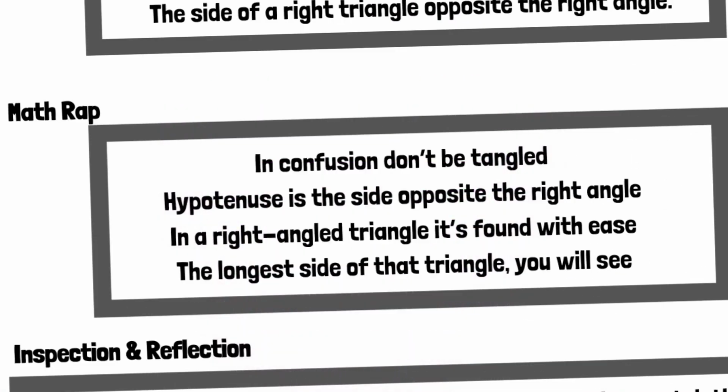Math rap. In confusion, don't be tangled. Hypotenuse is the side opposite the right angle. In a right angle triangle, it's found with ease. The longest side of that triangle you will see.